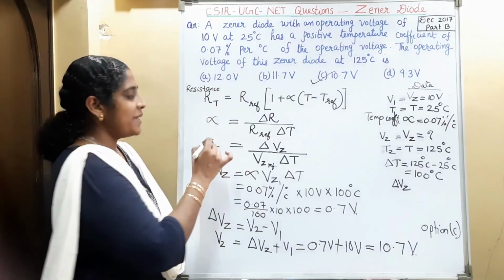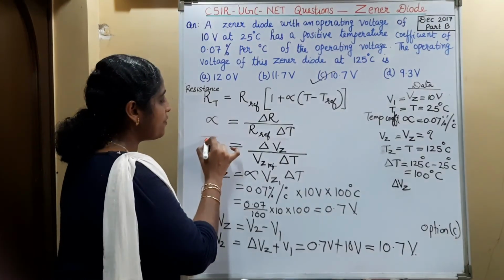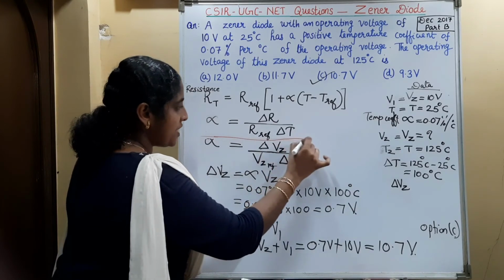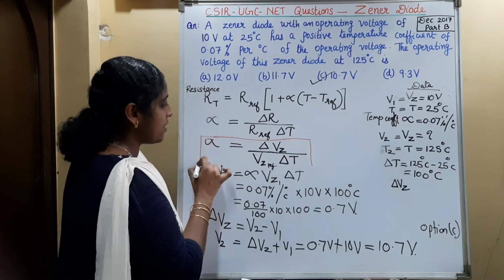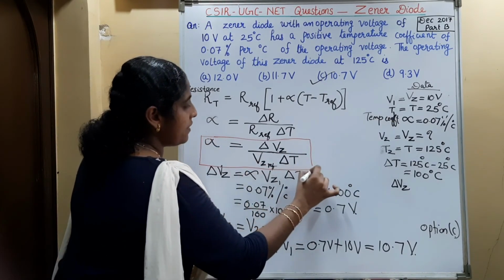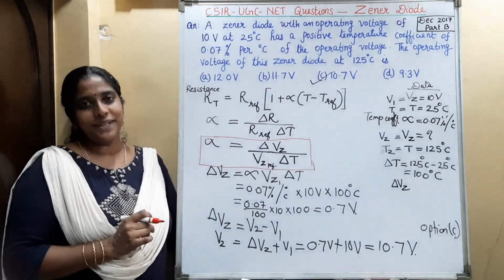So in this question, we are using the concept of temperature coefficient definition, that is alpha is equal to delta VZ divided by VZ reference into delta T.